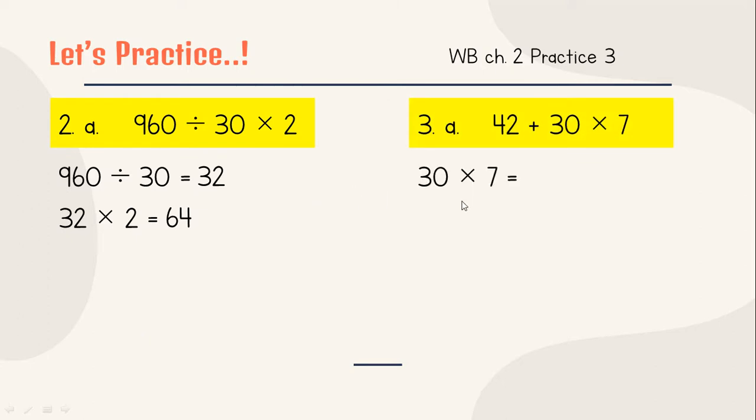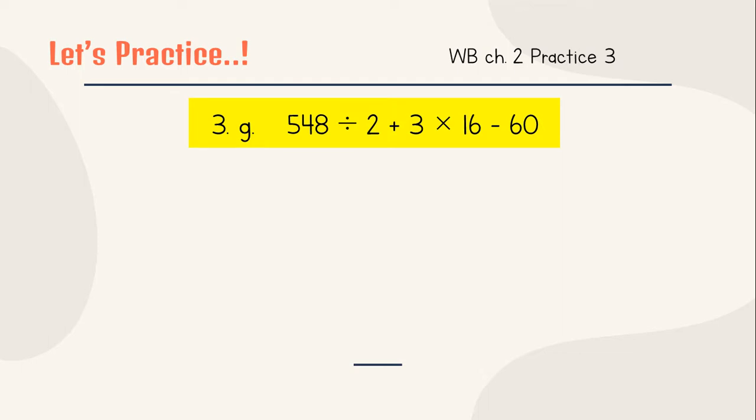3a. 40 plus 30 times 7. Remember, first step within the bracket. Do we have? Nope. Go to the next step. What is the next step? Multiply or divide. Do we have? Yes, 30 times 7. This one equals 210. After that, 42 plus 210 equals 252. Kinda easy, right? Please write it down on your workbook, okay?